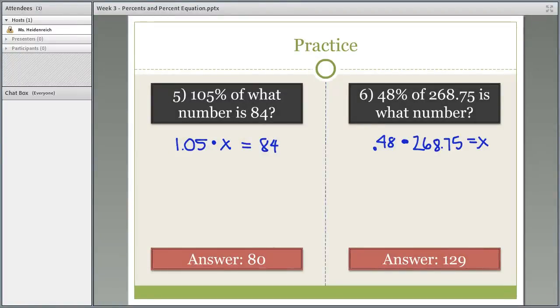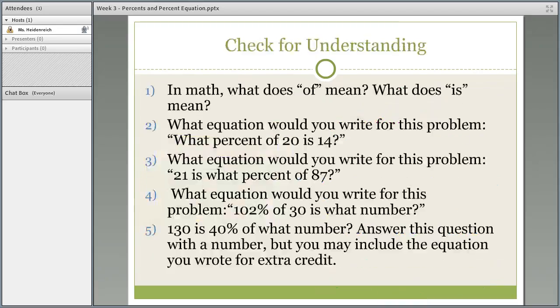Okay, go ahead and check your answers here. I have the equations up and I want you to think about the step that I took after writing the equation to get the answer. So double check your answers. And that will sum it up for all the different types of problems you'll see with percents and percent equations.